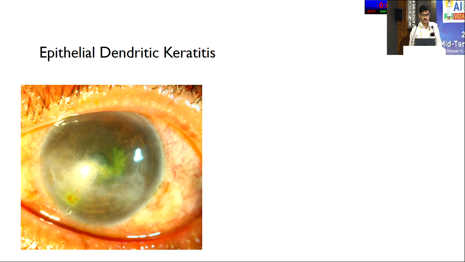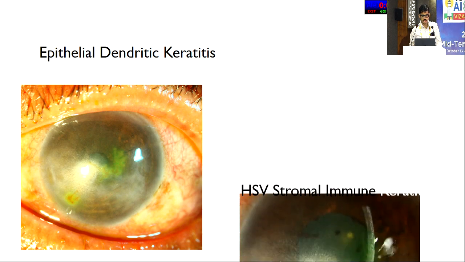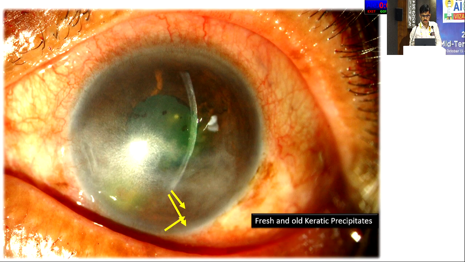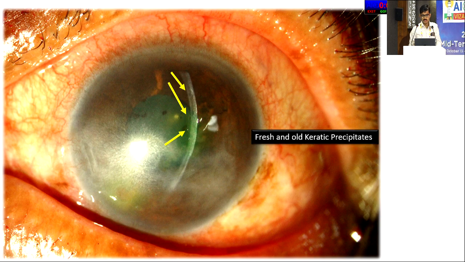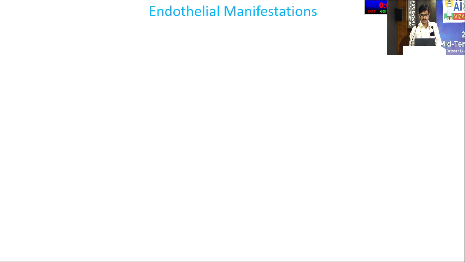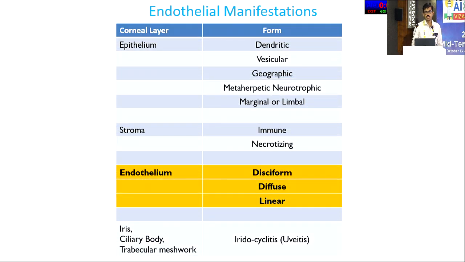So coming to our case, earlier we have diagnosed it as epithelial dendritic keratitis. Now there is stromal keratitis, and that is immune stromal keratitis also. Again, if you see closely, there are some old and fresh KPs, cells are there, and you can see the posterior synechiae.